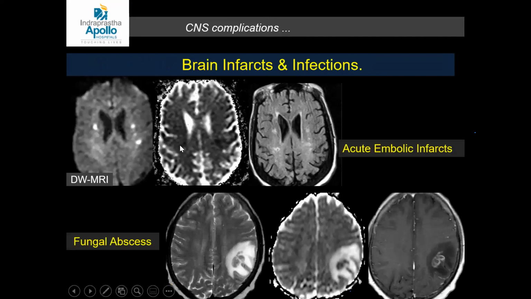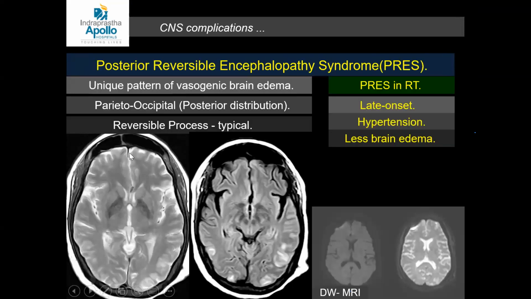Brain infarcts are at times seen in patients with renal disease. Fungal abscesses can also be seen. It is important to look for any focal lesion whenever you are looking at a brain scan. If this is the gray matter, this is the white matter, and if there is a large area of bright signal on T2 weighted images, always suspect an infective focus in the brain.